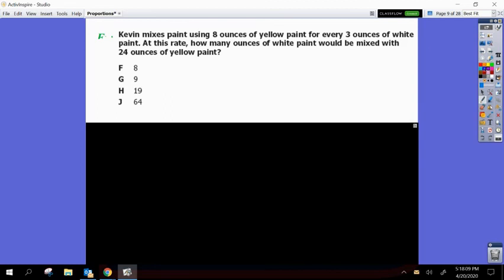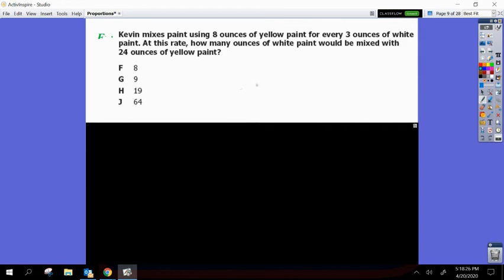Let's do one last example. And one thing I want to show you is how I could have set this up multiple ways, but I still would have gotten the same answer. All right, again, Kevin mixes paint using 8 ounces of yellow paint for every 3 ounces of white paint. At this rate, how many ounces of white paint will be mixed with 24 ounces of yellow paint?